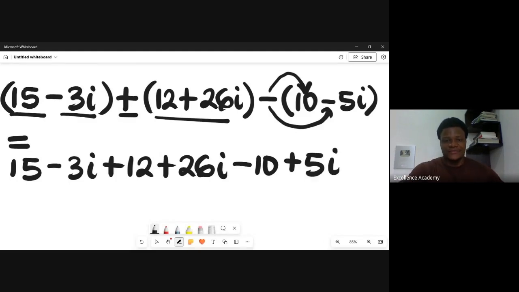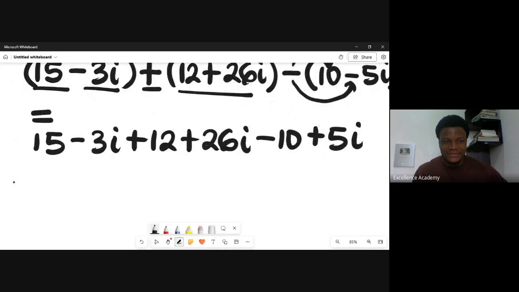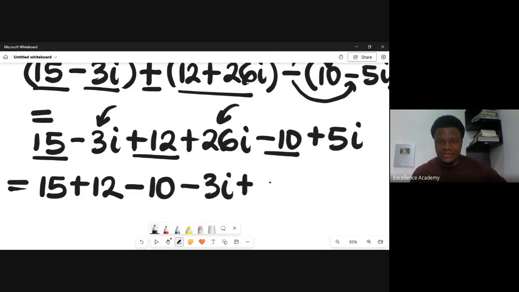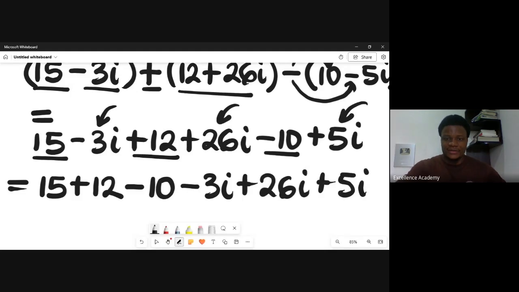I have plus 5i. Our next task, let's take all the terms that do not have i's together. That's 15, plus 12, and minus 10. So these are the terms that do not have i's. Let's take the terms that have i's. This one here, minus 3 of the i. This one here, plus 26 of the i. Then this one here, plus 5 of the i. All right, let's proceed with solving this.